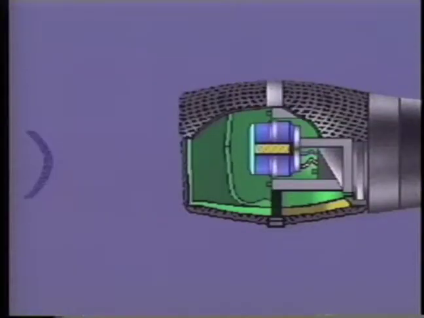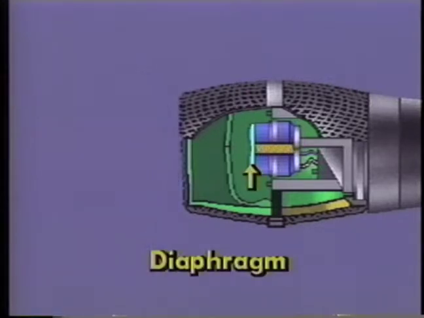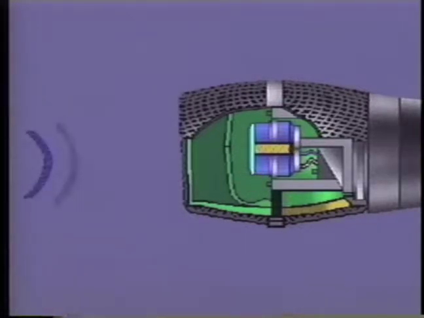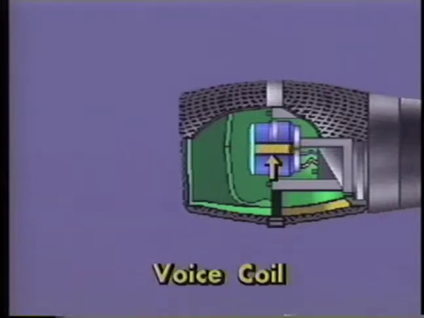And now, let's look at how a microphone converts sound waves into electrical waves. This part of the microphone is called the diaphragm. The diaphragm vibrates when sound waves come into contact with it. Attached to the diaphragm is a coil of wire called a voice coil. The voice coil sits inside of this magnet.